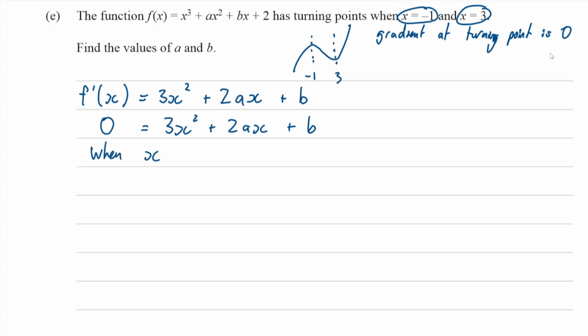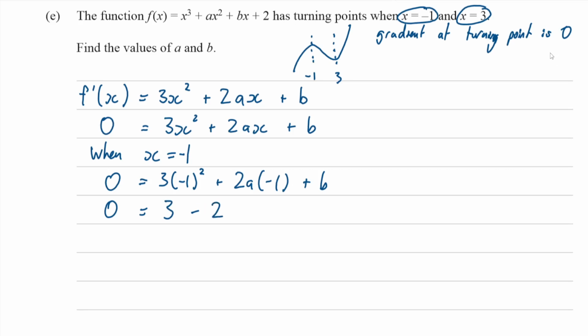So when x is equal to -1, this whole equation becomes 0 equals 3 times -1 squared plus 2a times -1 plus b, which simplifies: -1 squared is +1, so 3 plus 2a times -1 becomes -2a plus b. Alright, can we solve this? I see 2 unknowns in one equation, so no, we still can't solve it.